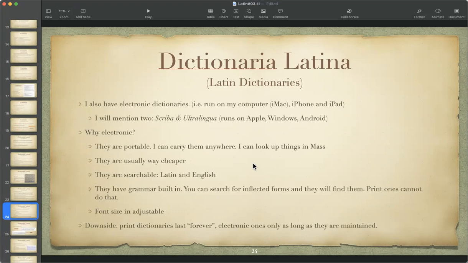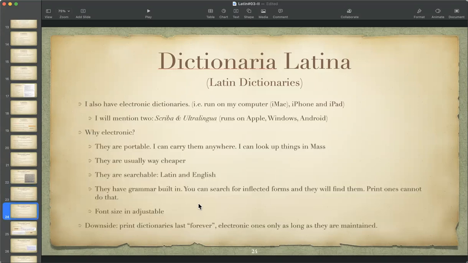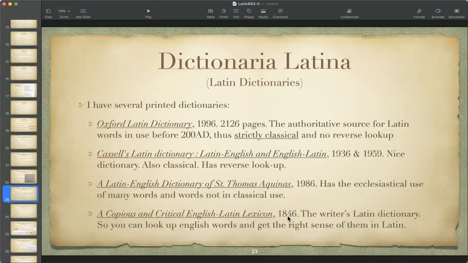Also, the font size is adjustable. This one here is basically magnifying glass material. It's pretty small print, but you can adjust the font size and do all kinds of great things. Now, the downside is print dictionaries last forever. Hey, that guy came from 1846.